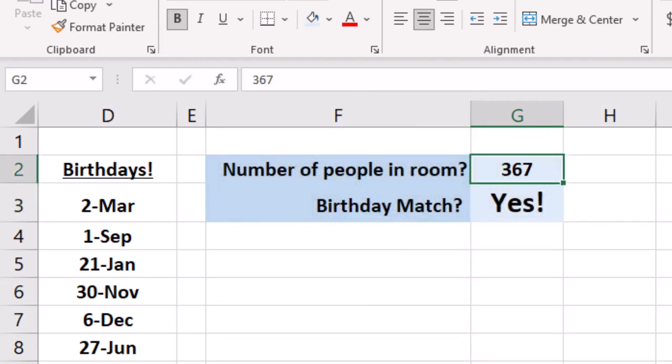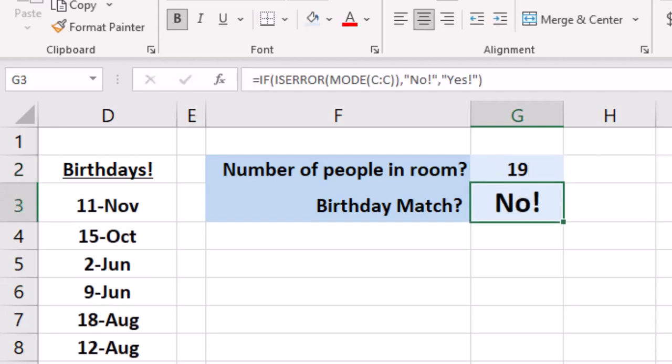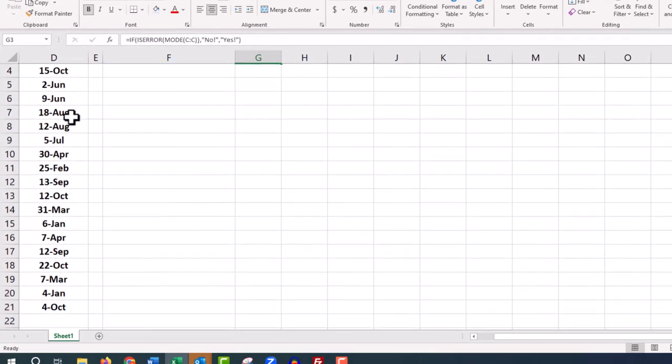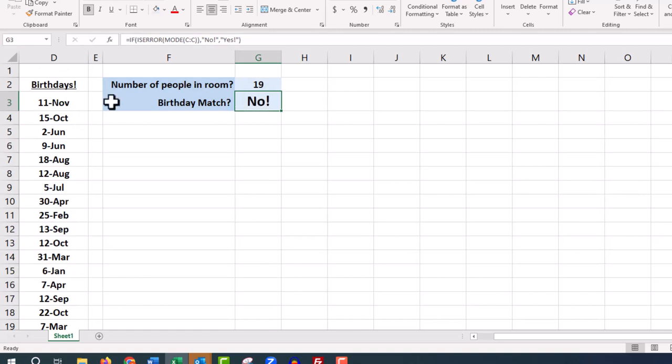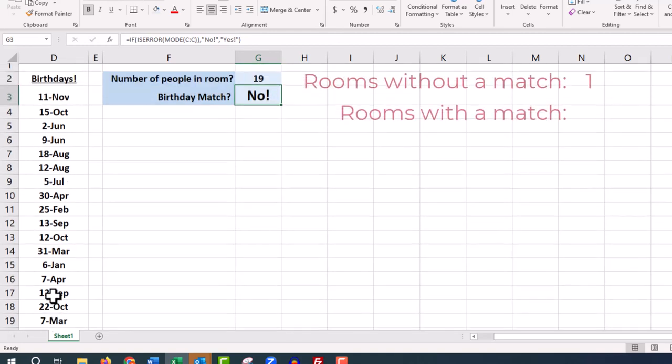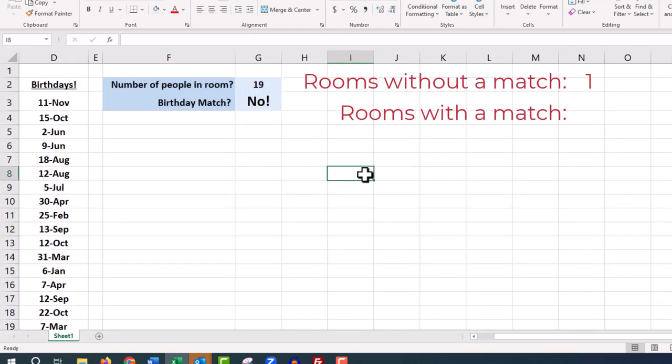Now, we don't have 367 people in our room. We only had, I believe, 19 in our room today. Press enter. There we go. So here are 19 birthdays for a room with 19 people, and you'll notice that there is not a match amongst these 19. So I'm going to keep track of this right here on the video. Currently, we don't have a match.